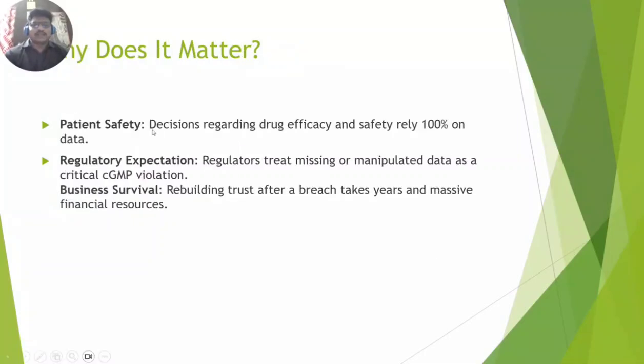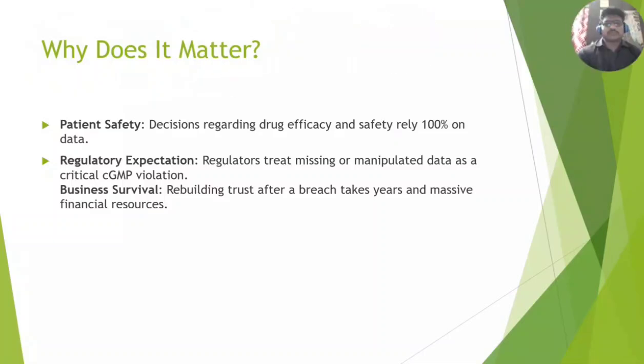Why does it matter? Patient safety. Decisions regarding drug efficacy and safety rely 100% on data. Regulatory expectations. Regulators treat missing or manipulated data as a critical CGMP violation. Business survival. Rebuilding trust after a breach takes years and massive financial resources.